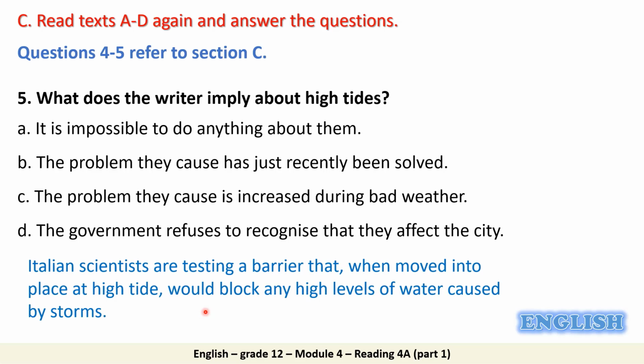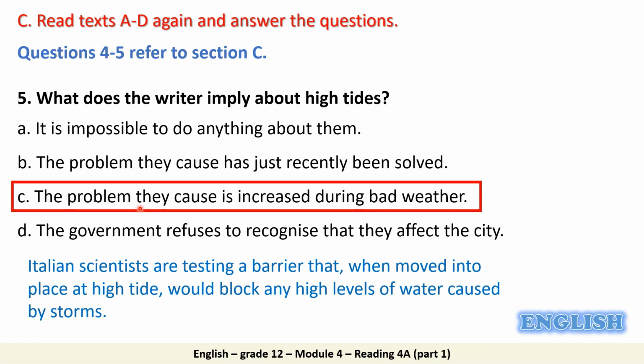So, which of these is the implied idea? Excellent. The problem they cause, the problem high tides cause, is increased during bad weather. And bad weather is when there are storms.